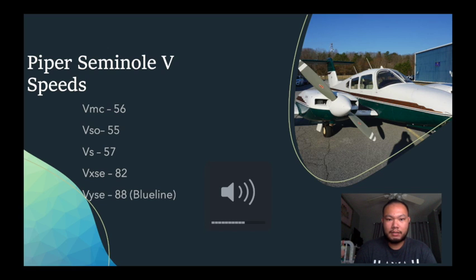VMC is 56, VSO is 55, VS is 57, VXSE is 82. It's also the same as VX. VYSE is 88, and it's also the same as VY. It's also known as the blue line. I believe Piper maybe made this an easy aircraft to train in, and that's the reason why they made the airspeeds all the same for VX and VY.